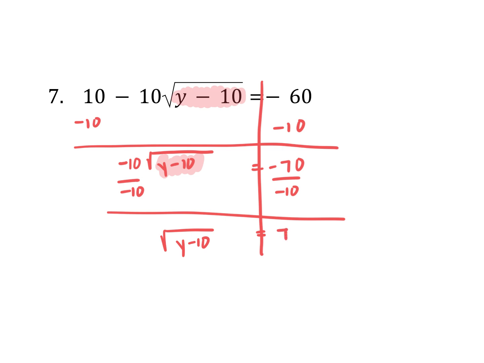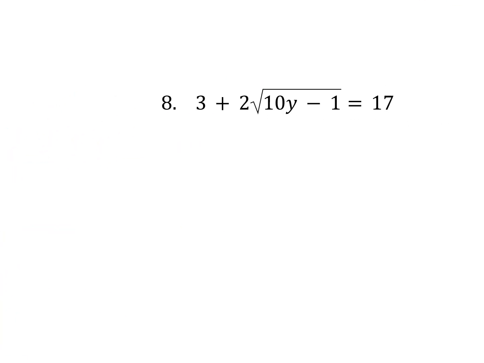So now because that's turning into a positive number, we can keep going. It's no longer negative. So now I'm going to square my left side and square my right side. That gets rid of my radical on my left, which leaves me with y minus 10 equals 49. And to get rid of that 10, I'm going to add 10, add 10. I get y equals 59. Okay, let's look at number 8.